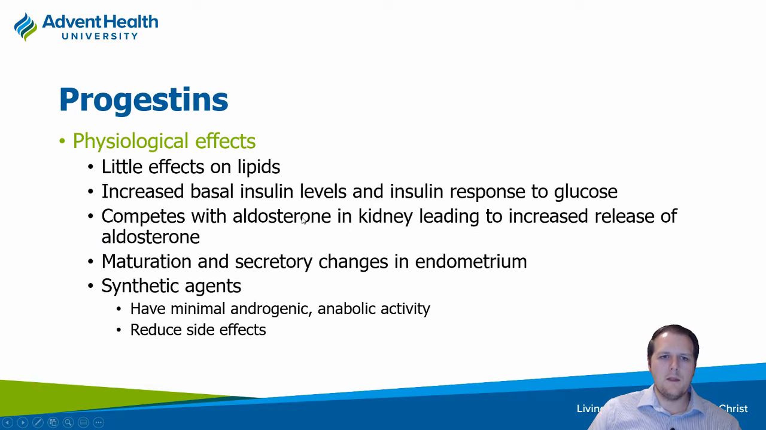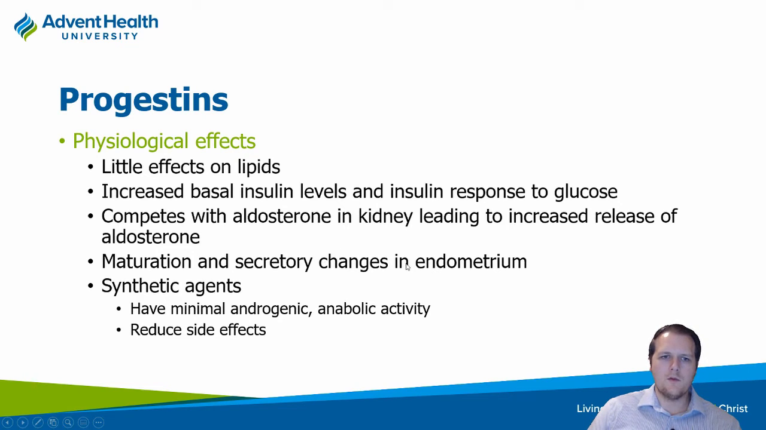But you may see things like increased aldosterone release as a result of it acting as a competitive antagonist at the aldosterone receptor. You may see some changes in basal insulin levels. You may actually find some changes in insulin response, which may be helpful. And you're going to find the maturation and secretory changes in the endometrium. And this is why you typically see progesterone peak up during that third week of the menstrual cycle.